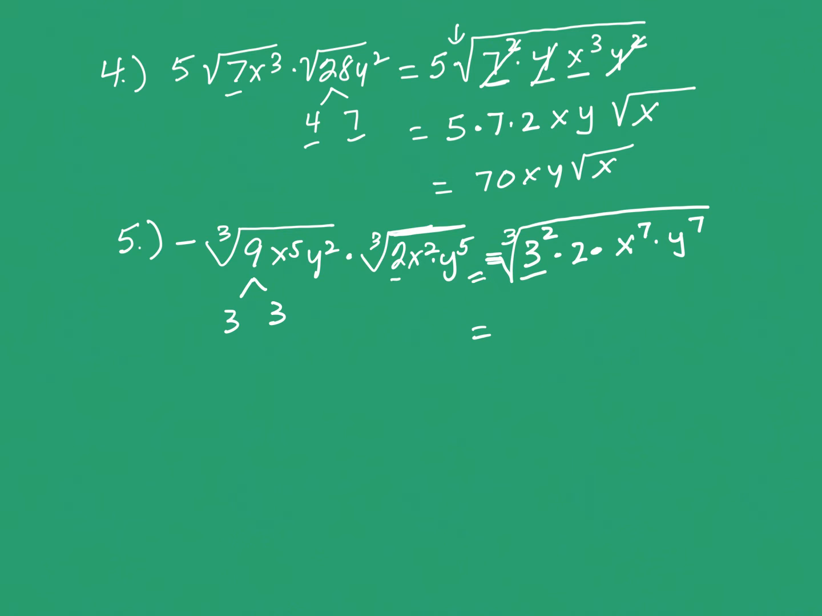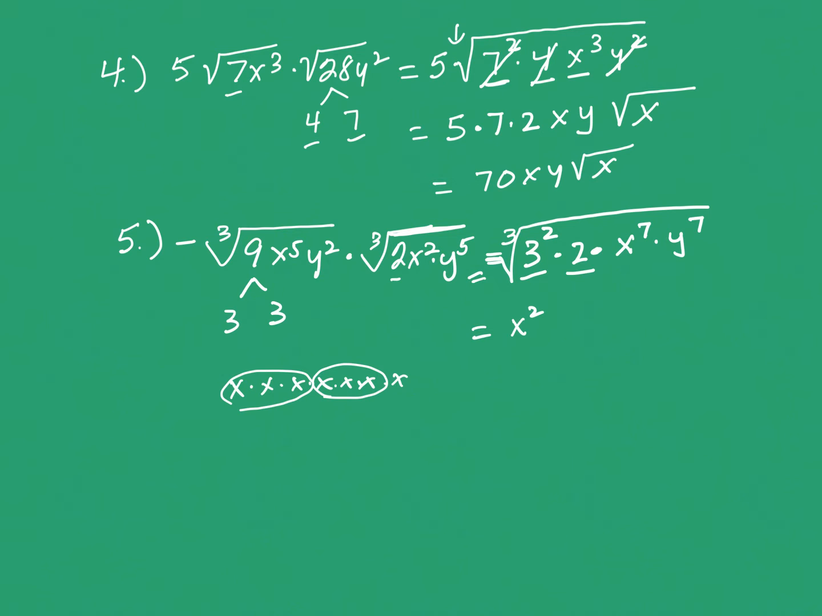Now, 3 squared, we're not able to find the cube root, so we're going to leave it there. 2, we can't find the cube root. X to the 6, remember there's x times x times x. There's 6 of them. Times x. Actually, there's 7. And we're looking at groups of 3. So when we get the cube root of x to the 7th, it's going to be x squared.